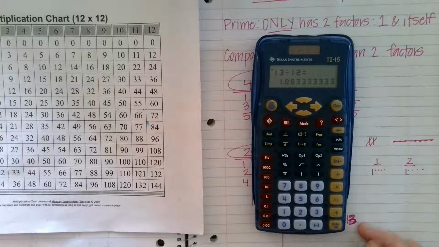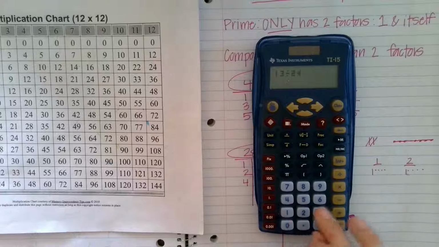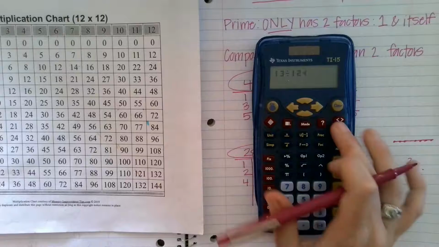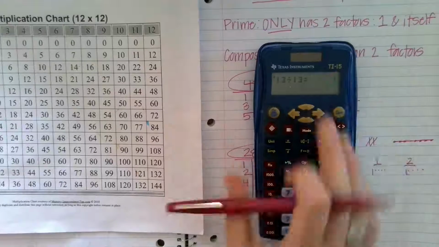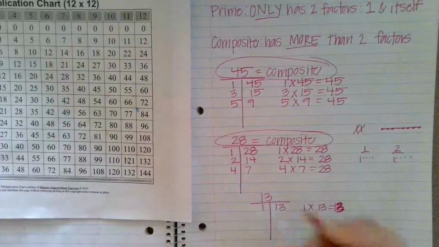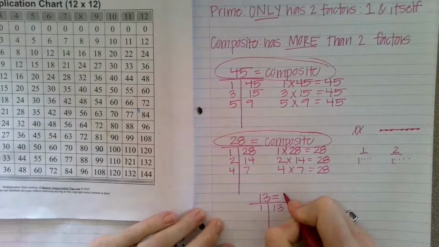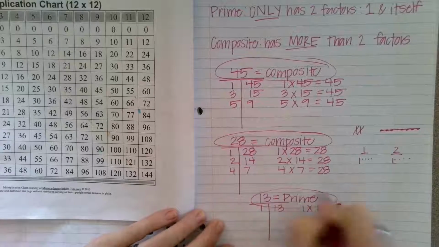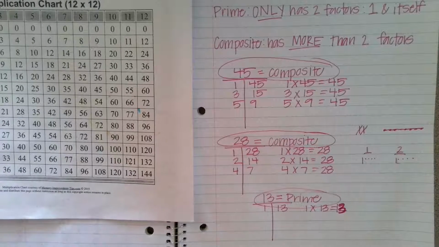Decimal. 13 divided by 13. And I get 1. So you can see I've already repeated 1 times 13. So that means that would be prime. Okay? That would be prime.